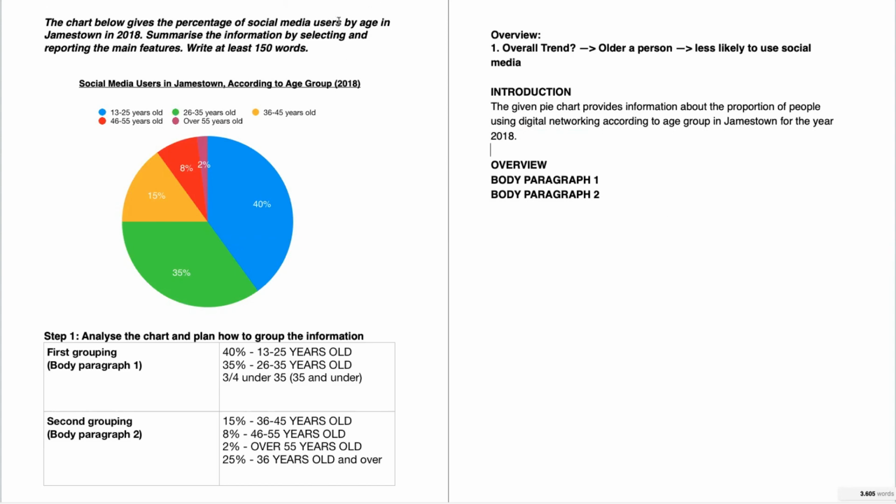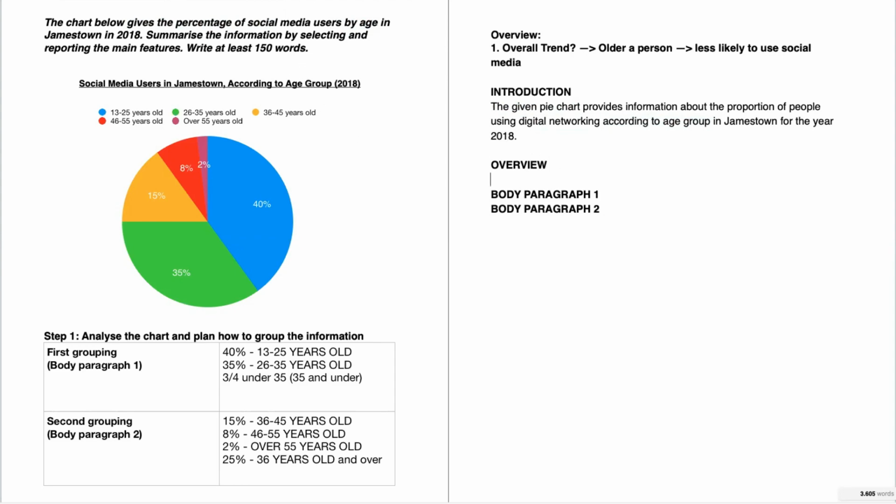And it says by age in our prompt. I've said according to age group. And of course, I've said in Jamestown for the year 2018. And that is basically a simple paraphrasing of what we see in our prompt. Again, with time and practice, you'll get a lot better at using synonyms and different ways to paraphrase.